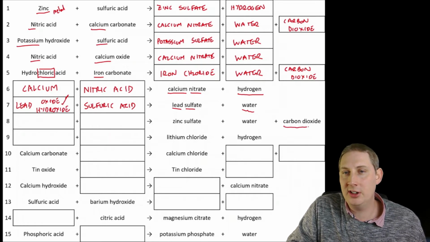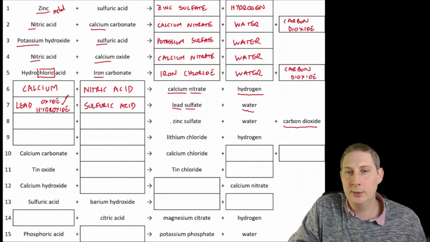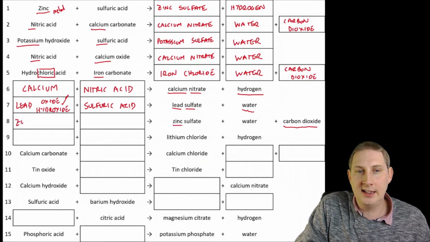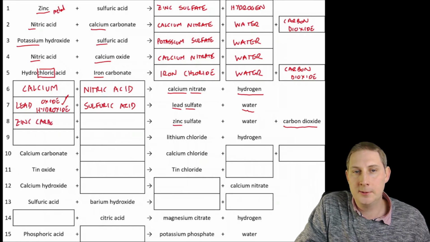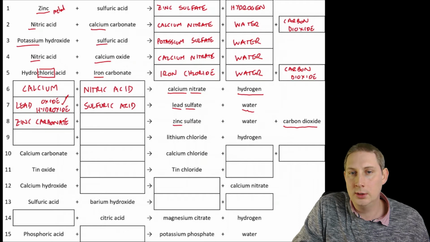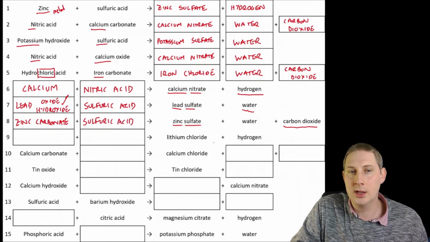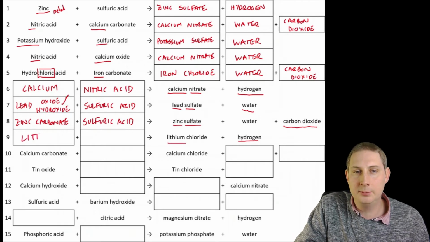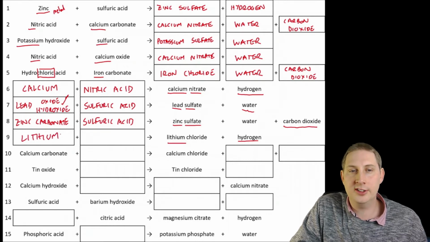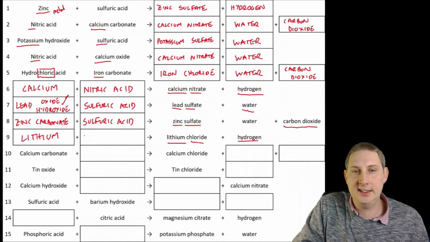Right, we're making carbon dioxide here, so we know it's a carbonate. We've got zinc, so it must be zinc carbonate. We're making a sulfate, so it must be sulfuric acid. Question 9, we're making hydrogen, so it's got to be a metal. What's the metal? The metal is lithium. Not an oxide, not a hydroxide, not a carbonate, the pure metal, because we're making hydrogen. We're making a chloride, so what's the acid? Hydrochloric acid.